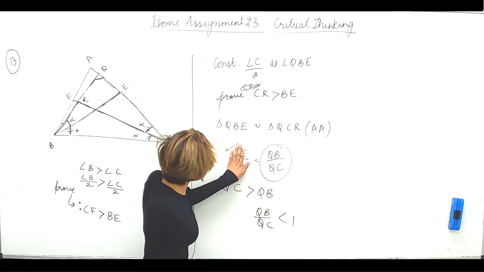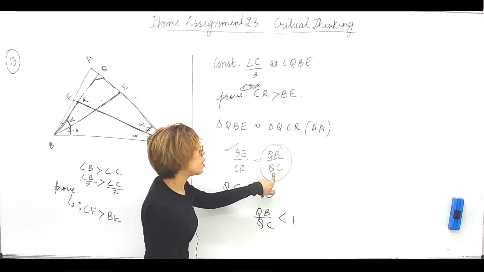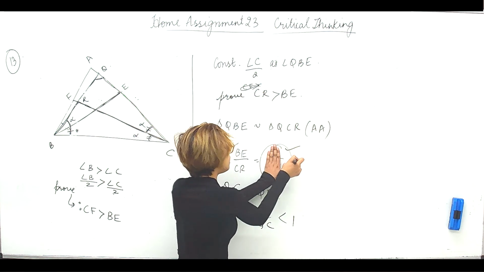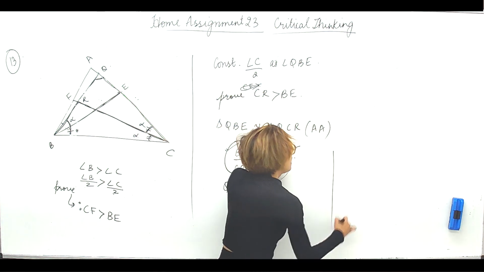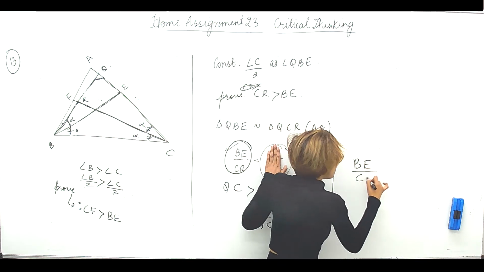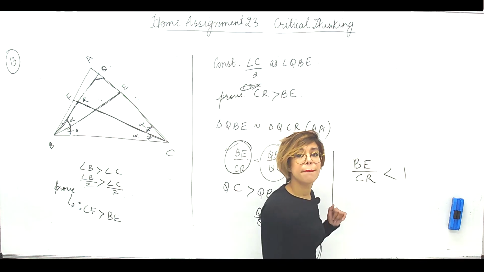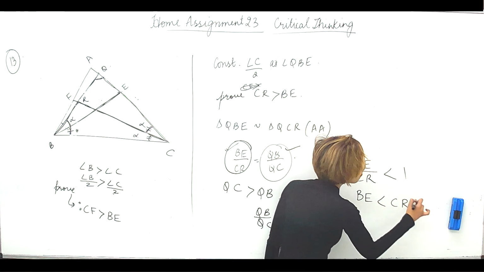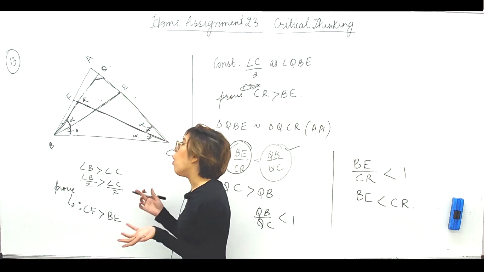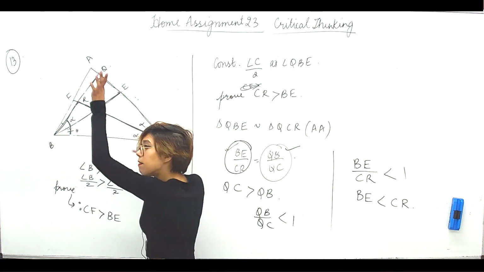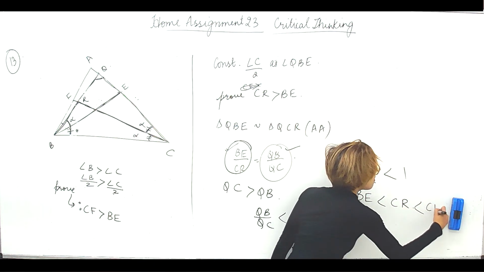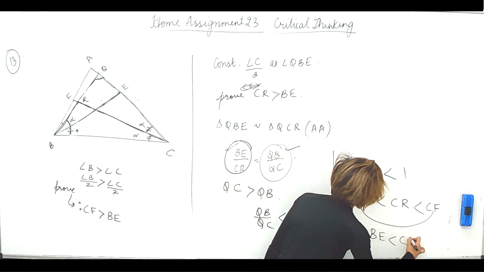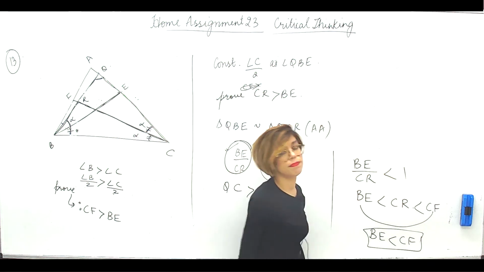Now, BE by CR is equal to QB by QC. This is less than 1 and this is equal to this. That means BE by CR is less than 1. Right? So that means BE is less than CR. Now, obviously, CR is less than CF. So that means BE is less than CF. Hence proved.